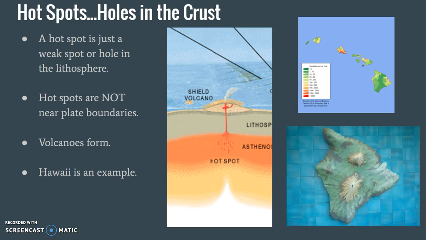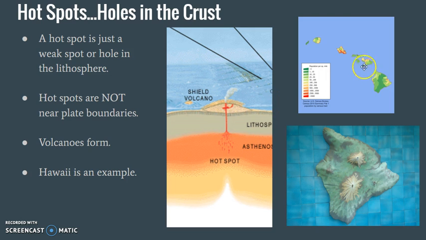All right, one more thing we need to talk about are hot spots, which are just holes in the crust. If you look in the middle of your map, you can see what's called a hot spot, and it's just a hole in the crust, and it forms a volcano. It's called a shield volcano. And if it's underwater, if it gets large enough with enough lava coming out and forming new crust, it'll form an island. Hot spots are not near plate boundaries. Hawaii's in the middle of the Pacific Ocean. It's not even close to a plate boundary.